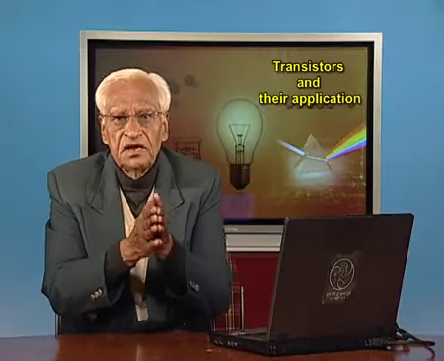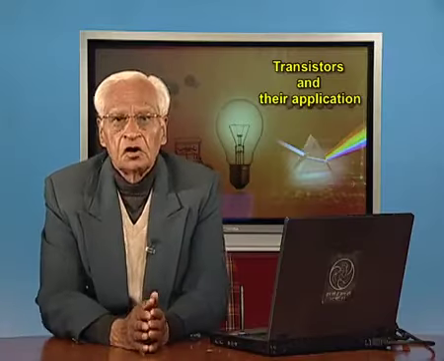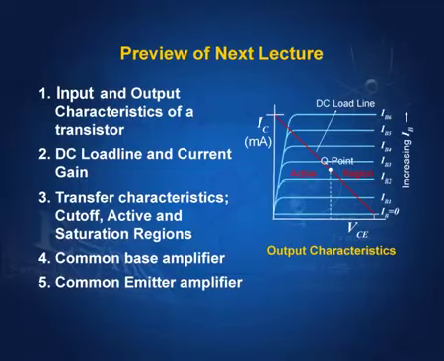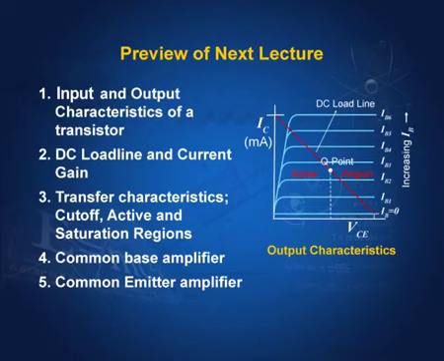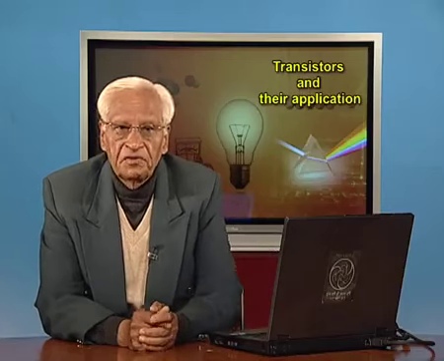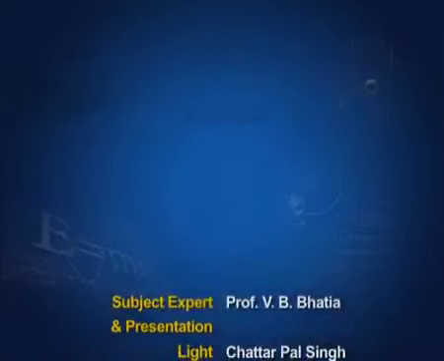In this lecture we studied the structure of the transistor. In the next lecture we shall see the input output characteristics of the transistor and the properties of those characteristics, and then we shall study the common base amplifier and common emitter amplifier.